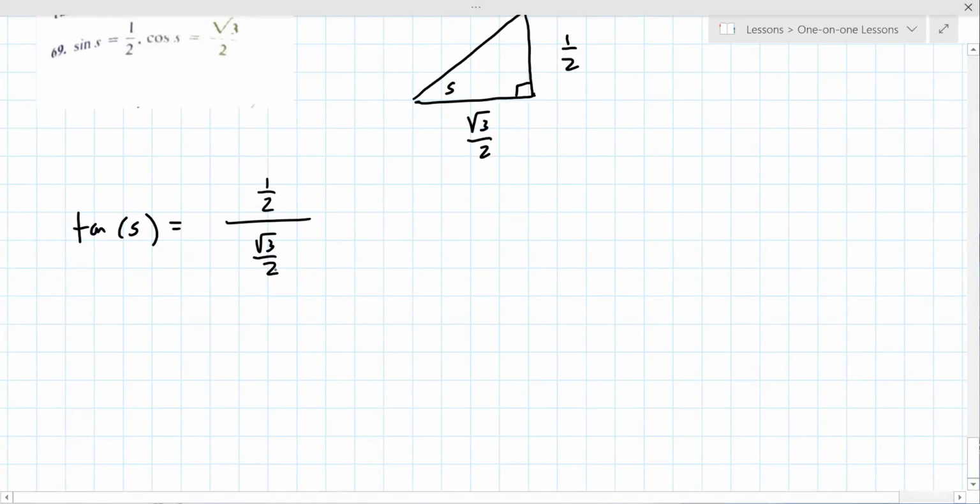And that turns into root 3? Is that what that turns into? No, it becomes 1 over the square root of 3. All right. Now what do we do with that? That becomes the square root of 3 over 3, because you multiply the top and bottom by the same thing.